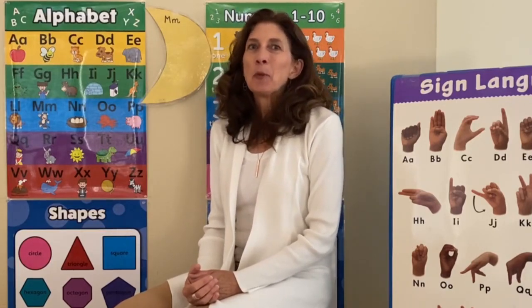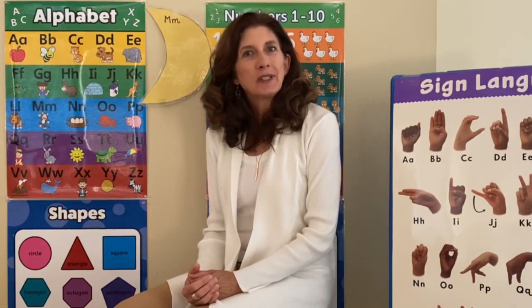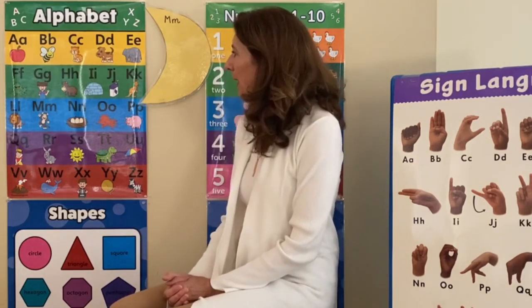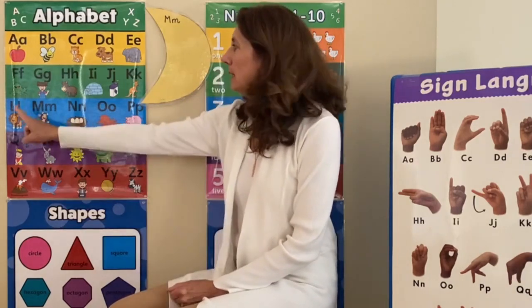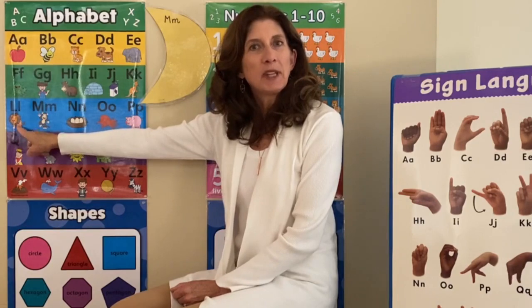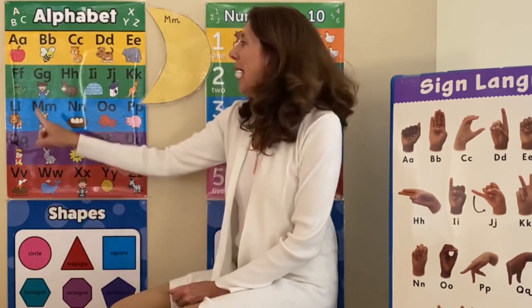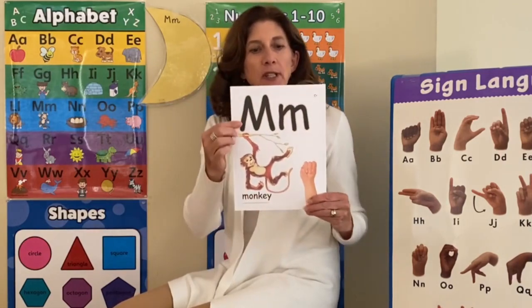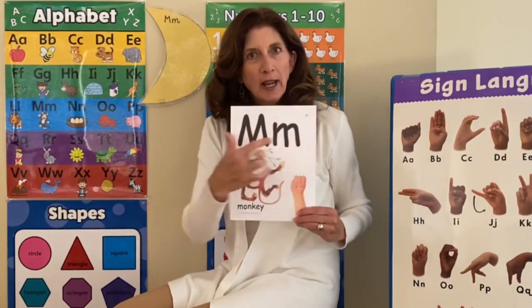We're going to learn some more about letters and letter sounds. Do you remember what letter we left off with? Let's take a look. The last letter we did was the letter L. We did it for lion. What comes after L? M. M comes after L. And here's the capital M and the lowercase m.